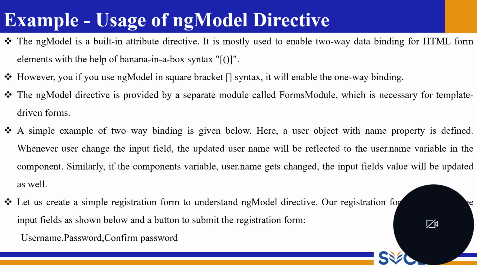Here, a user object with the name property is defined. Whenever the user changes the field, the updated username will be reflected to the user.name variable in the component. Similarly, if the component variable user.name gets changed, the input field value will be updated as well. So let us create a simple registration form to understand the ngModel directive. Our registration form consists of input fields as shown below and a button to submit the registration form: username, password, and then the confirm password.